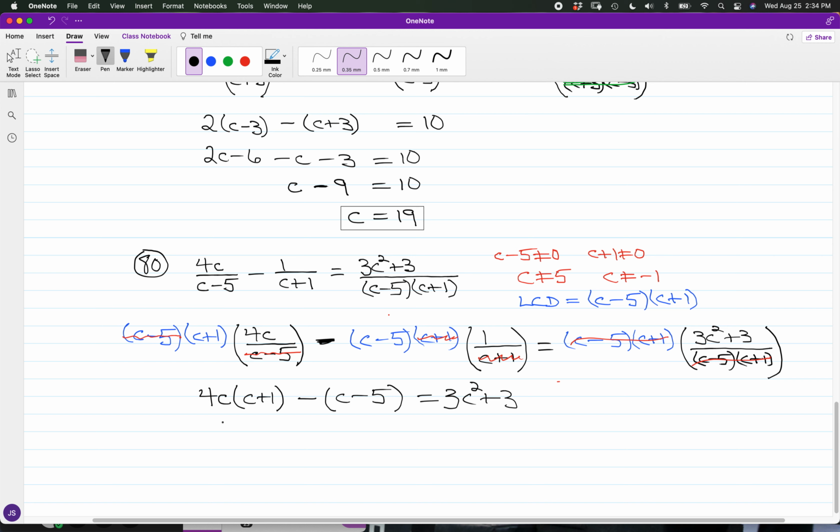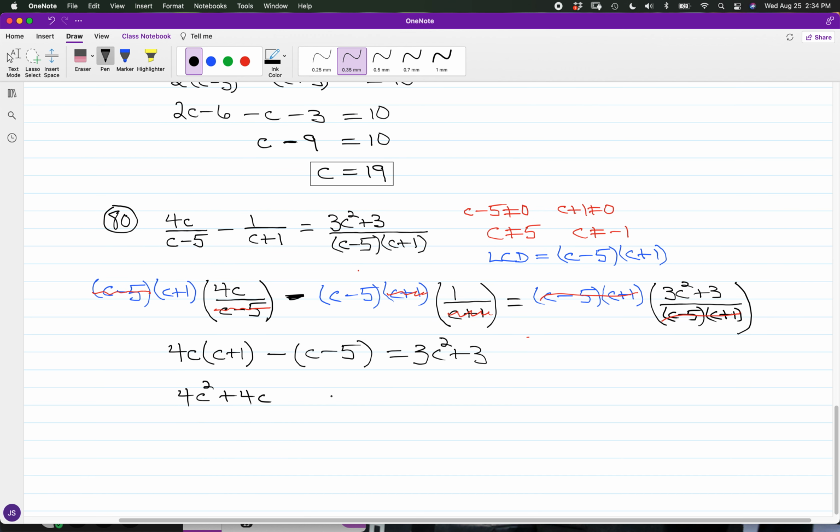Alright, so looking at distributing, you have 4c times c plus 1, so this would be 4c squared plus 4c. Now we're subtracting the quantity of c minus 5. We're thinking of distributing negative 1 over the binomial c minus 5, so we're going to have a negative c. Opposite sign of negative 5 is going to be a plus 5. And that is equal to 3c squared plus 3.